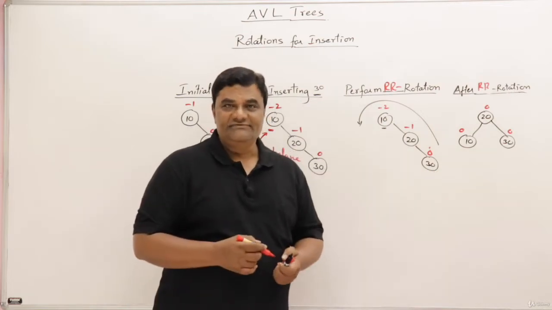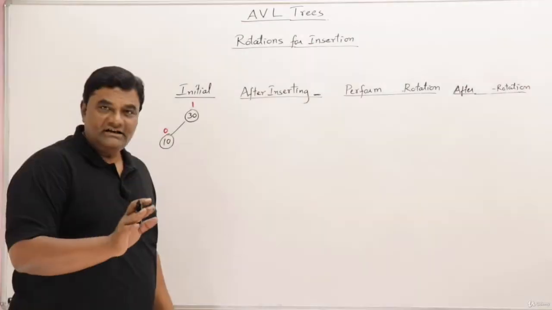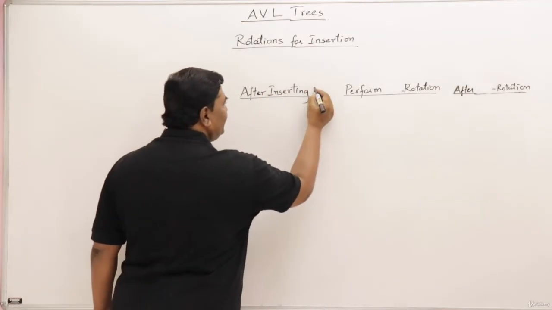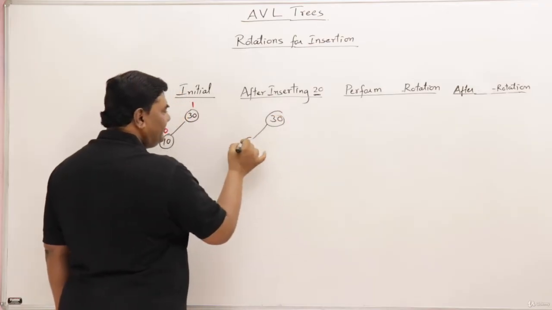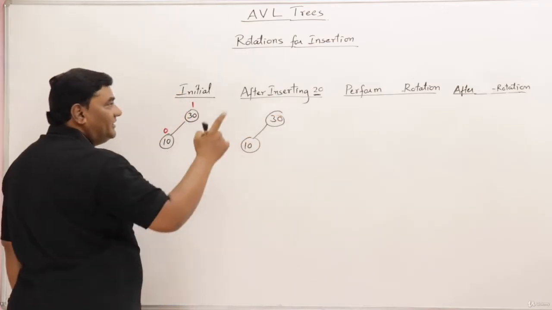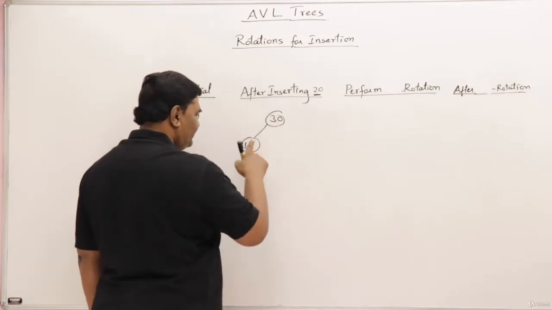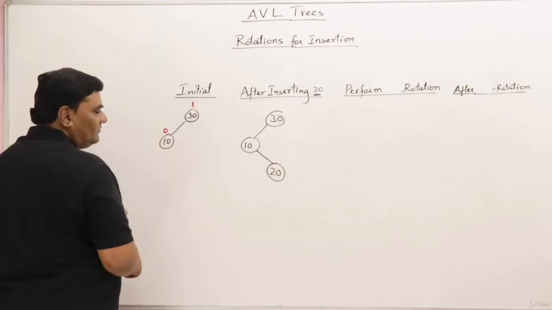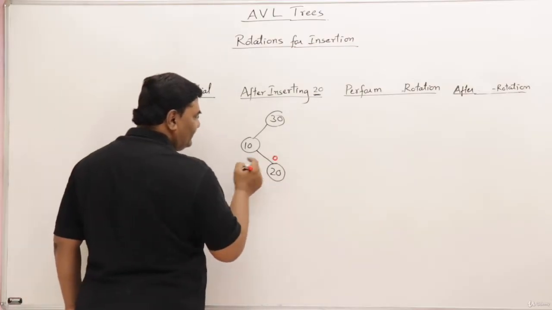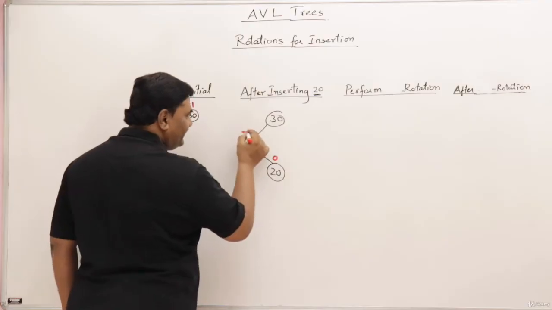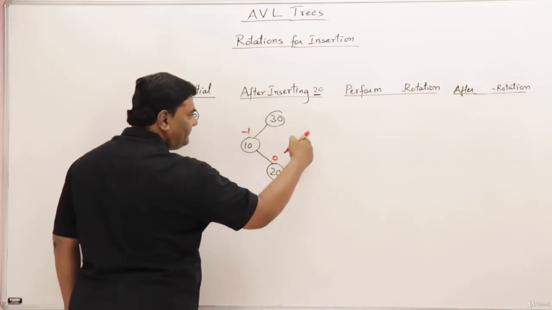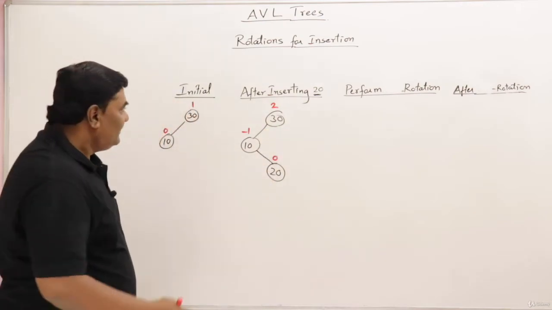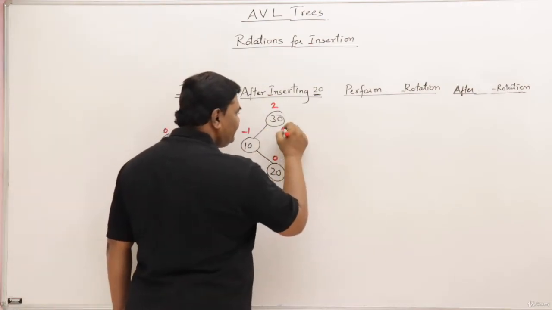Now, next rotation we'll look at is LR rotation. For LR rotation, this is the initial tree. Let us insert 20 in this one. Right now the tree has 30 and 10. 20 is less than 30, so it will come on the left side. But it is greater than 10, so it will come on the right side. What are the balance factors? This is 0. This is 0 minus 1, so minus 1. This is 1 minus 0... 2 minus 0. So this is 2. This node became imbalanced.